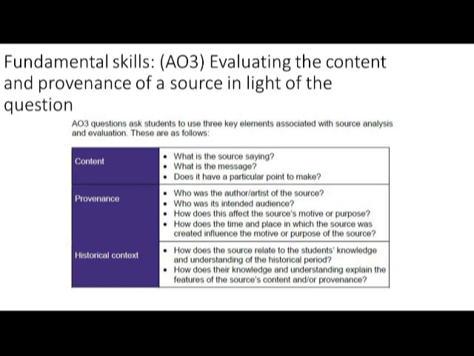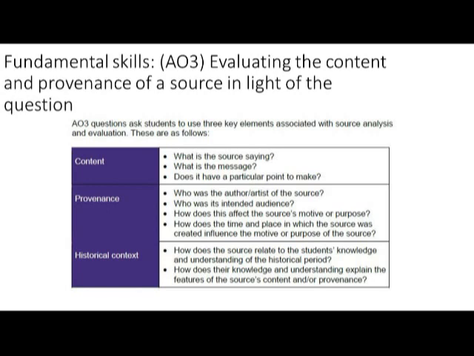Then I would say, you look at the content of the source. If it's a cartoon, look very carefully at the details of the cartoon, what it's depicting, as I said, a little bit of basic inference, what's the message that's being communicated through the cartoon. If it's a speech or a report, what is the content of the source? Again, what is the focus? What's the emphasis? What is being communicated?